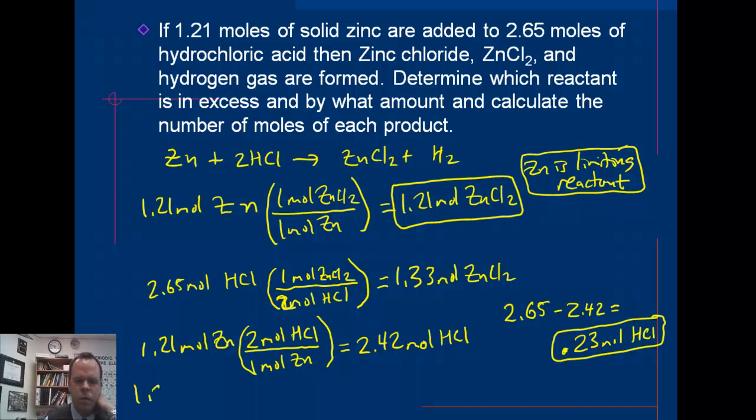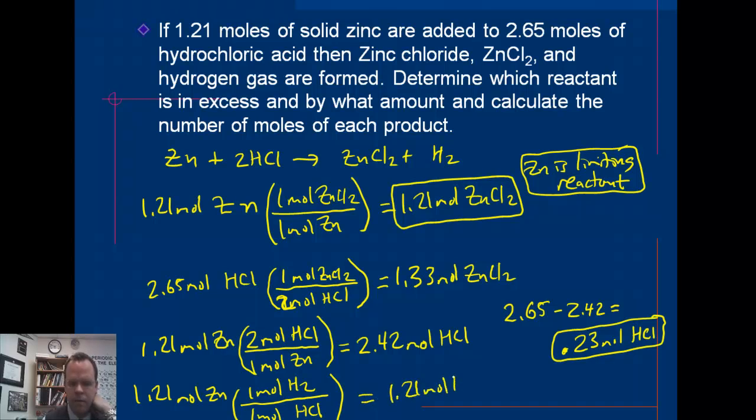And finally, 1.21 moles of zinc, 1 mole H2 for every 1 mole HCl, so we would produce 1.21 moles of hydrogen. So when this reaction takes place, all the zinc will be used. We'll produce 1.21 moles of zinc chloride and 1.21 moles of hydrogen, and we'd have 0.23 moles of HCl remaining.